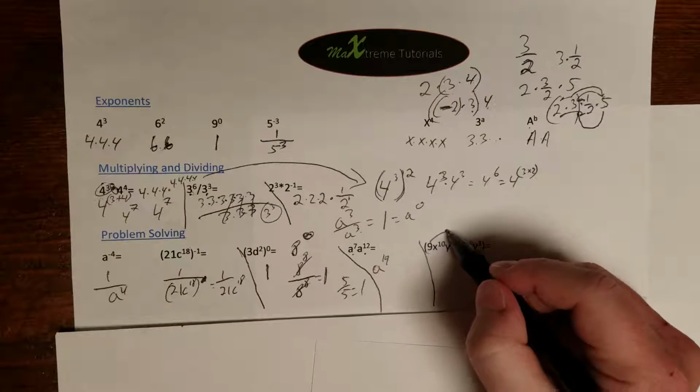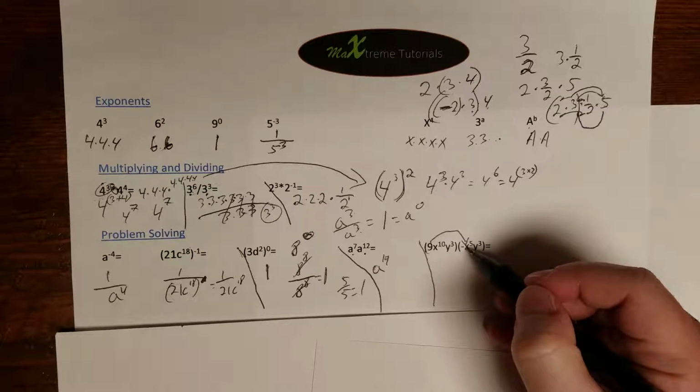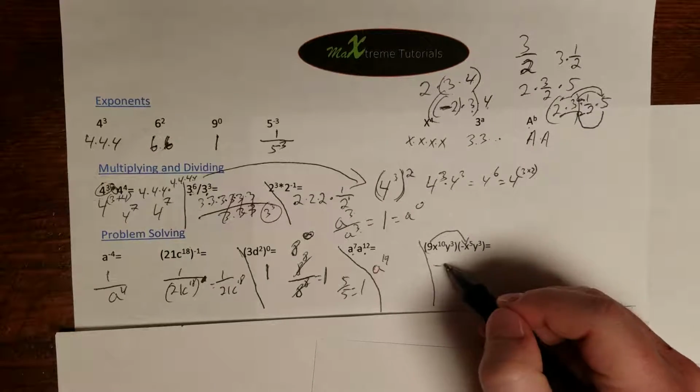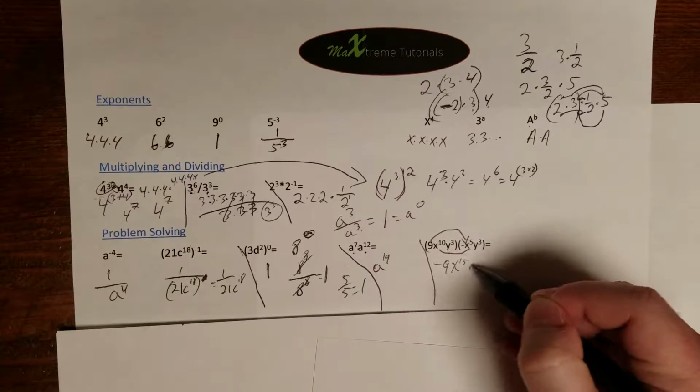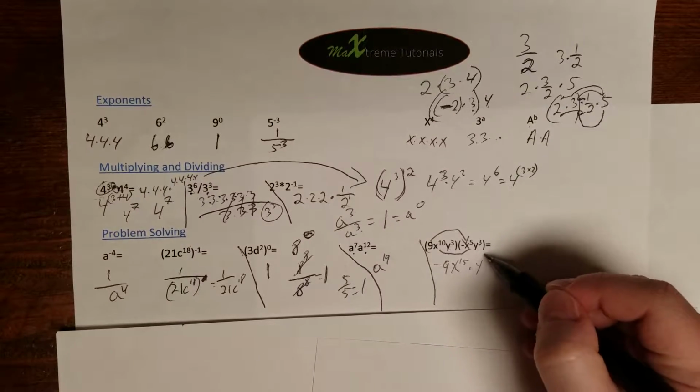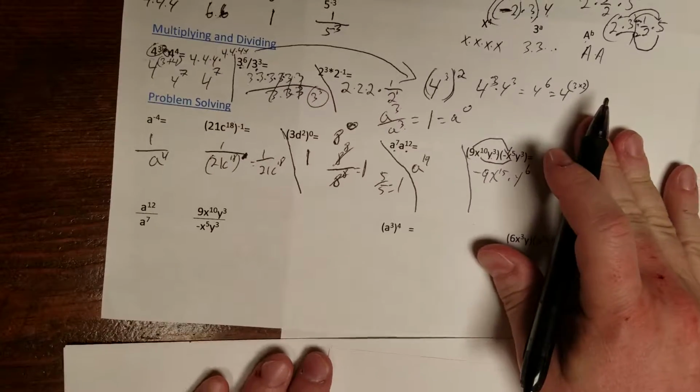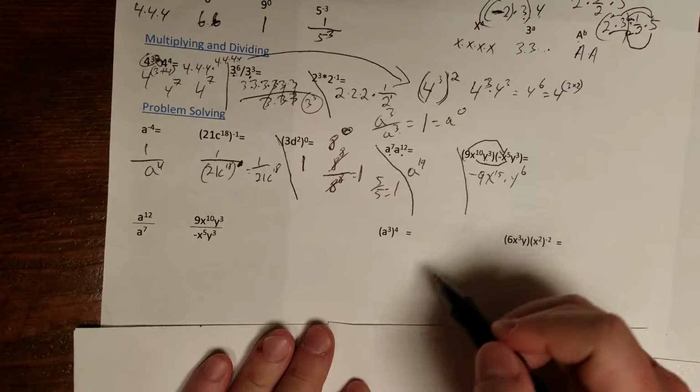So you'll say, okay, I'll do the 9 times the minus 1 here. The 1 is hidden, of course. And it'll be minus 9. Then we'll do this times this, which will be x to the 15th. And then we'll do this times this, which will be y to the 6th. Okay, and that's as simple as you can get there.